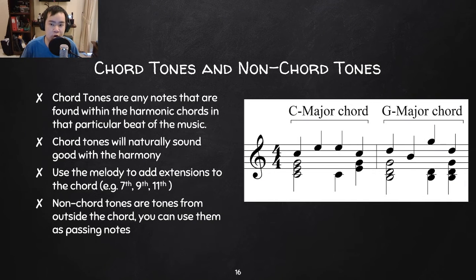Let's talk about this. Chord tones and non-chord tones. What are they? So chord tones are just any notes found within the chords. Very simple. In a C major chord, it's C, E, and G. So while the harmony is a C major chord, if your melody has C, E, and G, then the C, E, and G are called chord tones. It will naturally sound good because the harmony already has those notes, and it will just add to the harmony, basically.